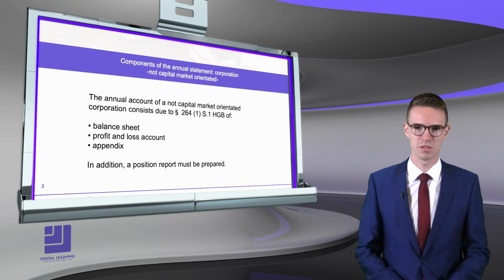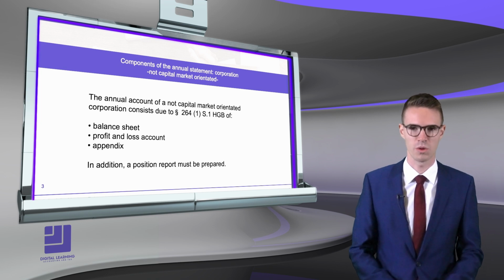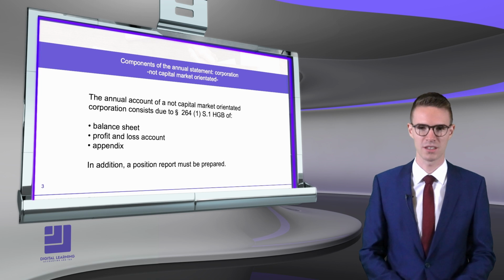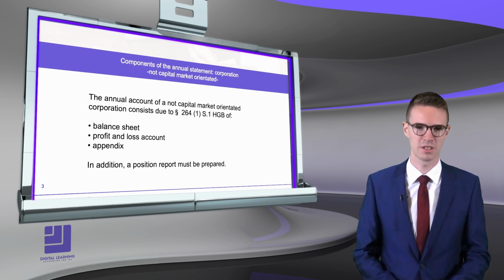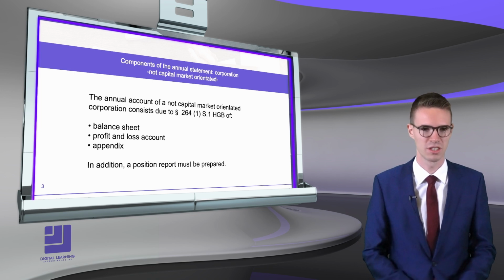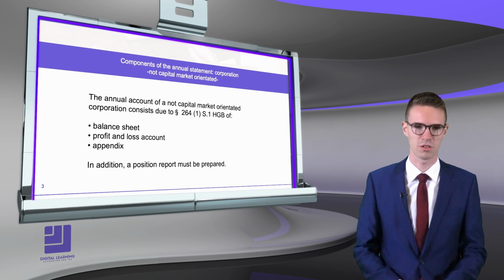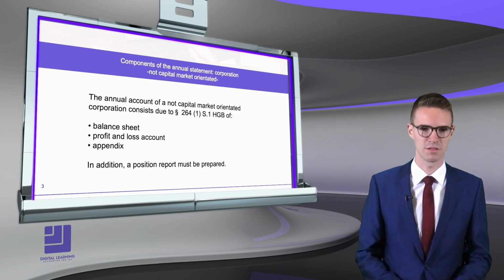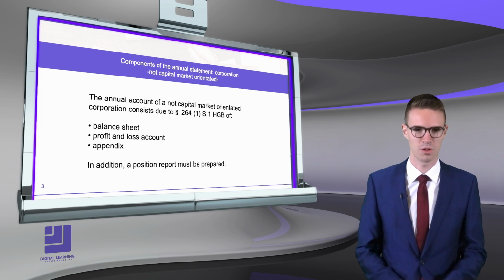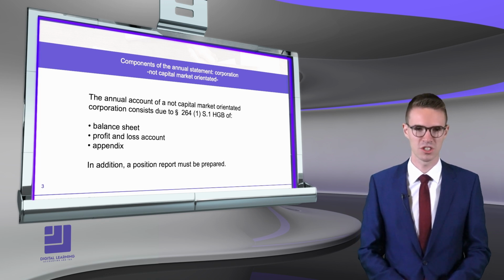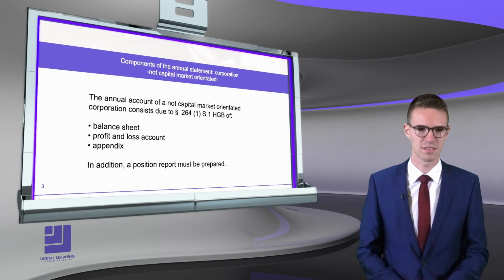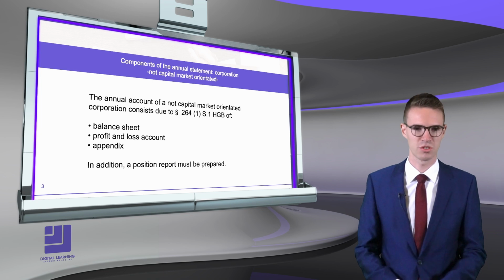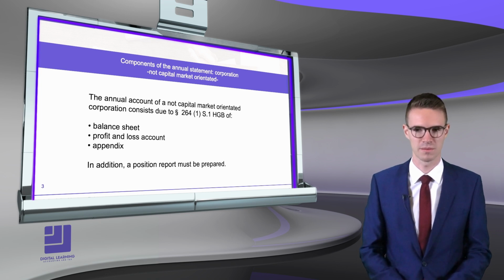Now we will have a closer look at corporations which are not capital market orientated. The annual account of a not capital market orientated corporation consists, due to paragraph 264(1) sentence 1 HGB, of a balance sheet, a profit and loss account and the appendix. In addition, a position report must be prepared.